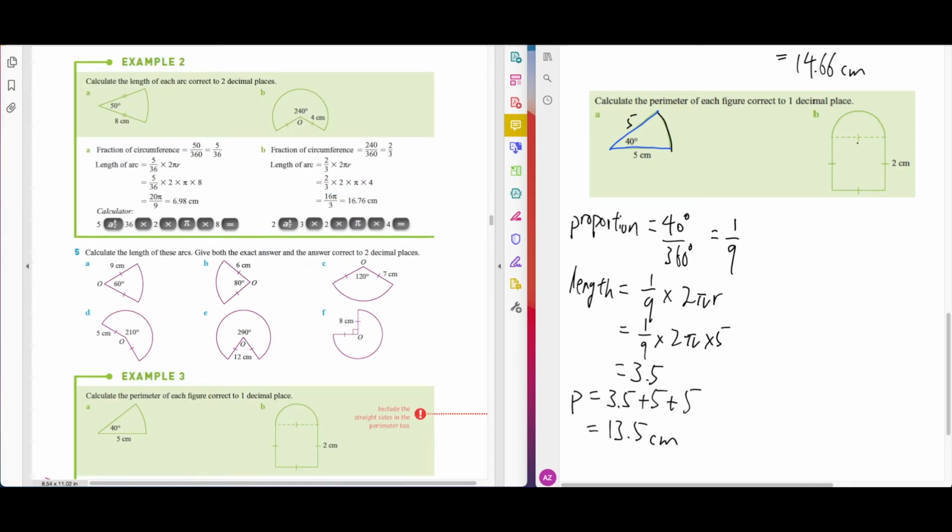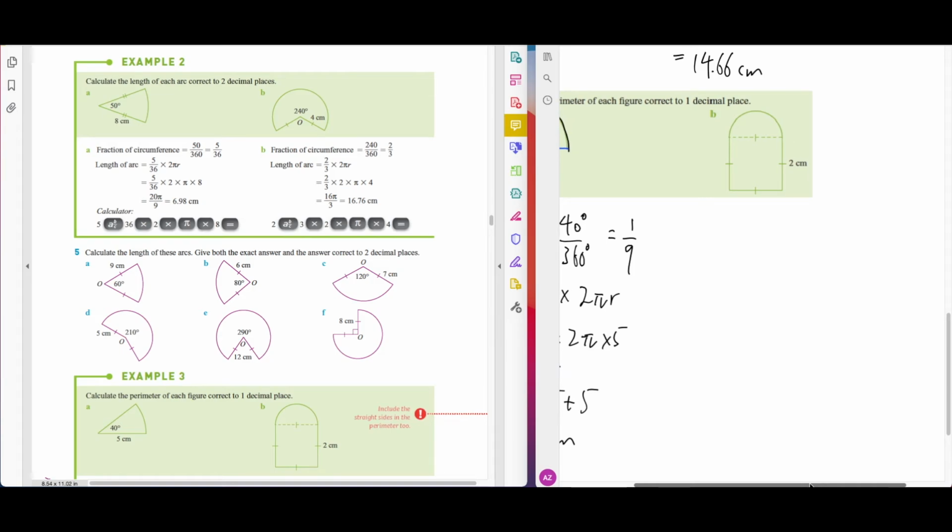Okay. So let's take a look at question B then. Question B is going to be a little bit more tricky, but it should be alright. So now to do this question, we're going to find the length of this part first. Okay. So this is also going to be an arc. So how do we find this? Now we know that this is a semicircle, right? So that means the length of this part is just going to be half the length of the circumference, right?